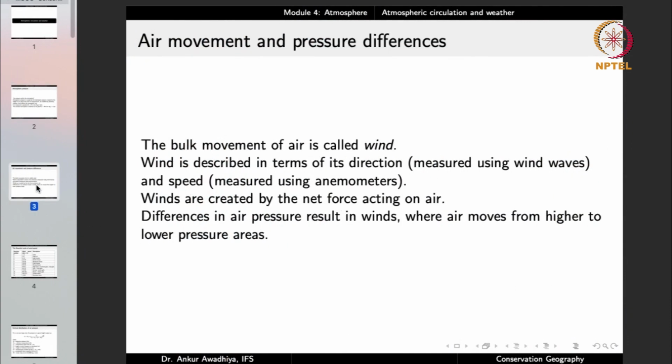Now, the air movement is caused because of pressure differences. The bulk movement of air is called wind, and wind is described in terms of its direction and speed, which means that wind is typically taken as a vector quantity. It has a magnitude and a direction.